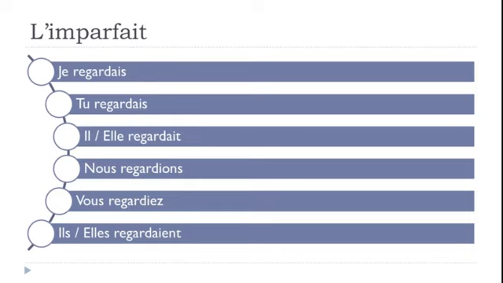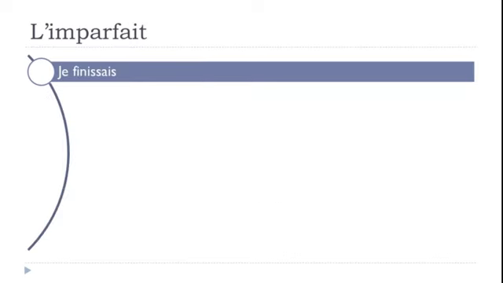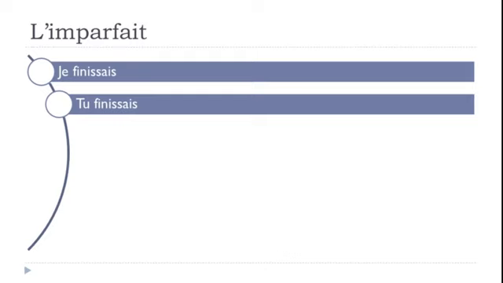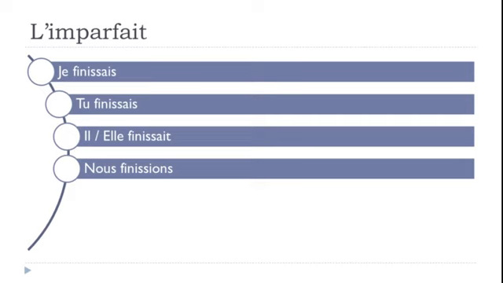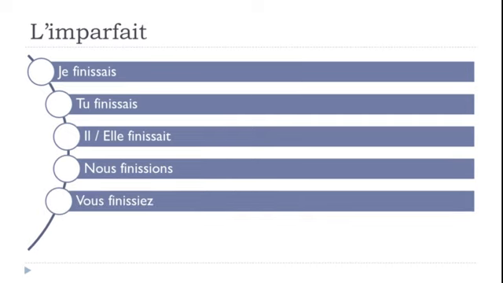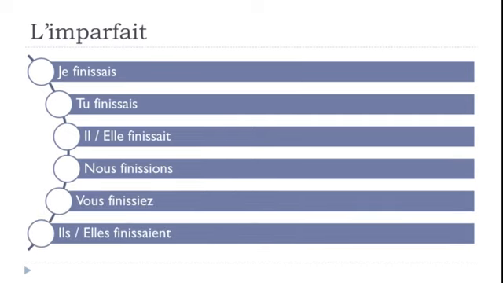All right, let's see finir now. Je finissais, tu finissais, il finissait, elle finissait, nous finissions, vous finissiez, ils finissaient, elles finissaient. Okay, so same thing here. Have a look. Finissait, same form, phonetically, okay? And then ion, finissions, and then finissiez.